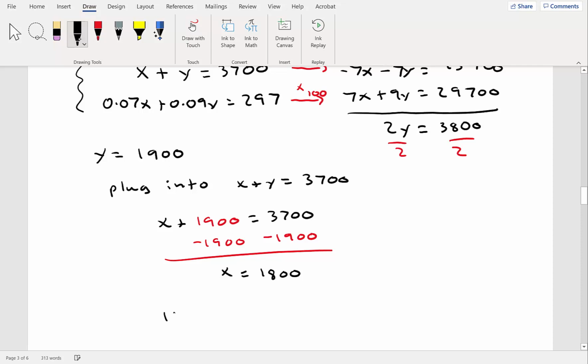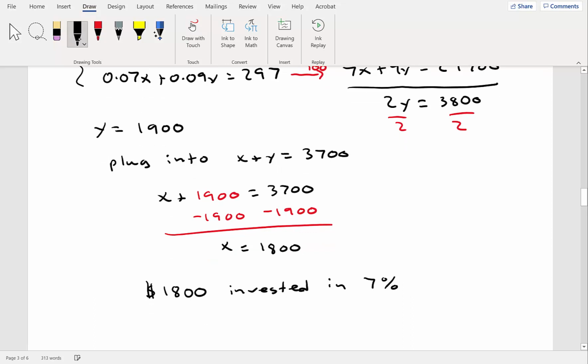Okay. So $1,800 invested in the 7% account, and then there was $1,900 invested in the 9% account. So all these problems are very similar to each other. You want to create your table, and then from your table you create two equations, and then you solve the system of equations.